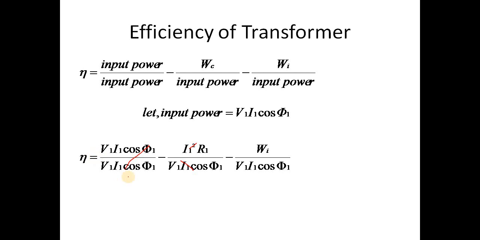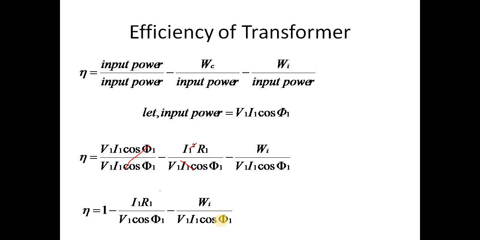At the next step, this is going to become 1 minus I1 R1 over V1 cos phi 1, minus W_i by V1 I1 cos phi 1. The I1 square gets cancelled by this I1.